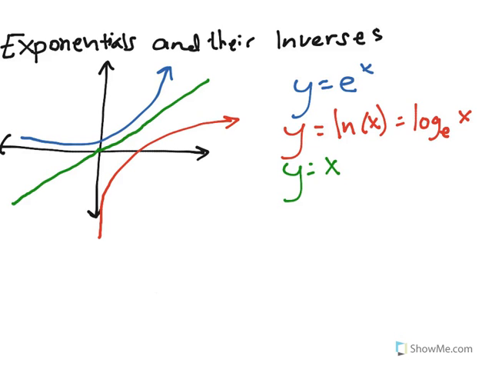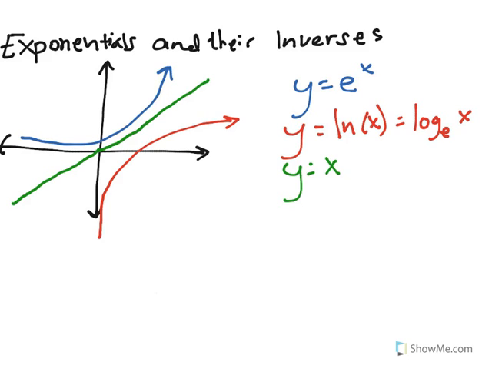Exponentials and their inverses. An exponential function is any function with a base of a number raised to an exponent of a variable, such as x. The main exponential is y equals e to the x. The inverse of an exponential is natural log of x, which is just log base e of x.